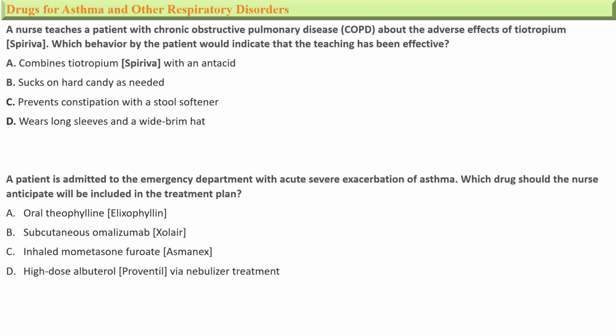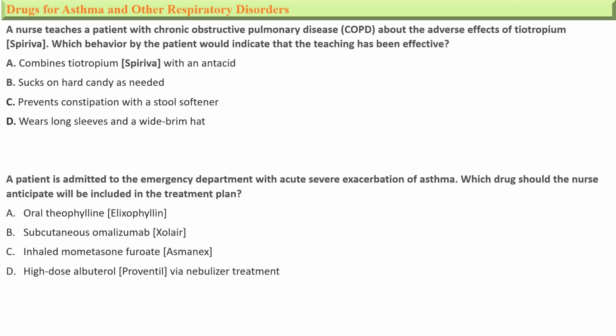Spiriva is an anticholinergic medication used to treat bronchospasm associated with COPD. The most common adverse effect is dry mouth. Patients can suck on hard candy for symptomatic relief. No need, it's not required. It's not necessary to take antacid medication, and use of a daily stool softener or wearing protective clothing when taking the drug is unnecessary or not required.